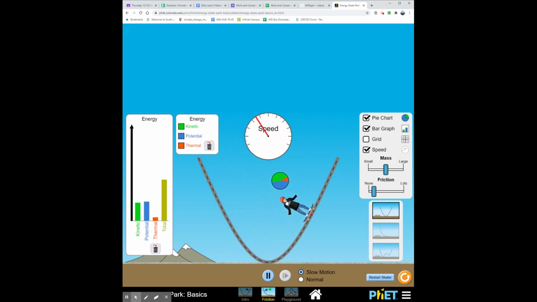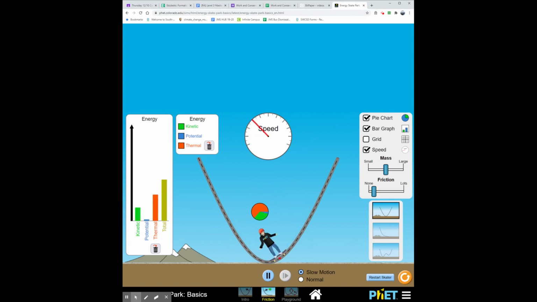A little bit of friction means that every time the skater is moving, the system of the skater and the skateboard is actually not losing, but transferring some of its energy. I have to keep checking myself because I'm using these words incorrectly. It's transferring some of its energy from either potential or kinetic into thermal energy. So over time, the pie is taken over by thermal energy, or the bar graph is dominated by thermal energy.